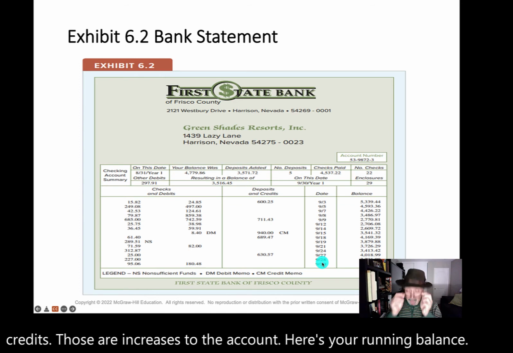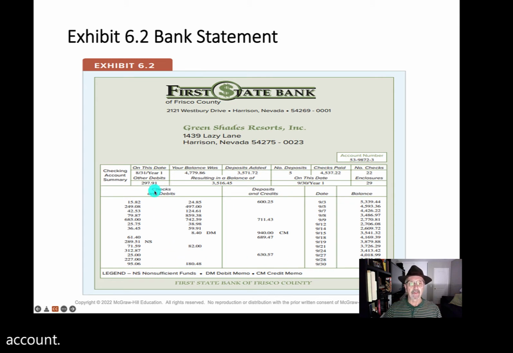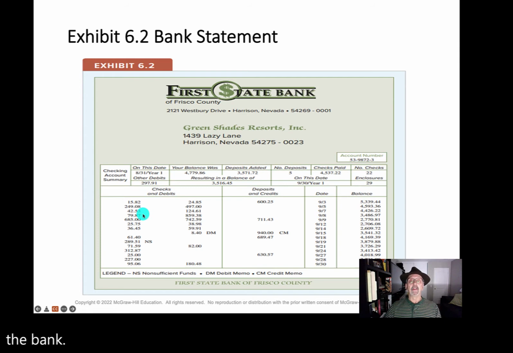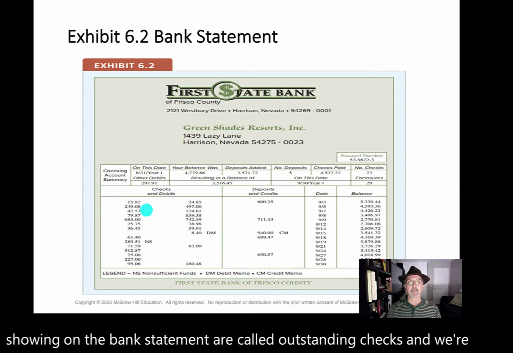Now, when you're doing a bank reconciliation, what you're going to be doing is looking at the cash account and comparing checks in the cash account to the checks that have cleared the bank. Any checks that are on the books, that are on the cash account, that are not showing on the bank statement are called outstanding checks. And we're going to talk about outstanding checks in a minute.